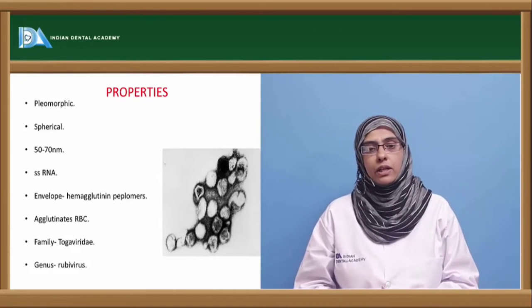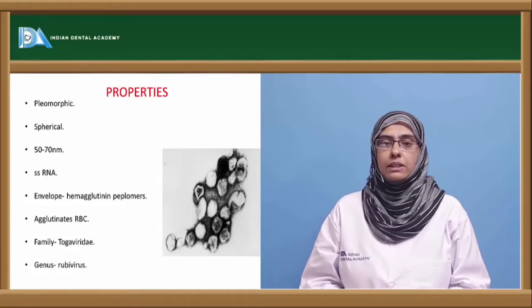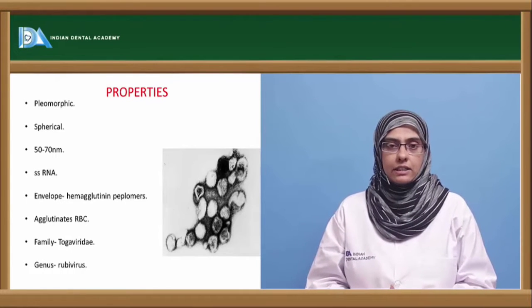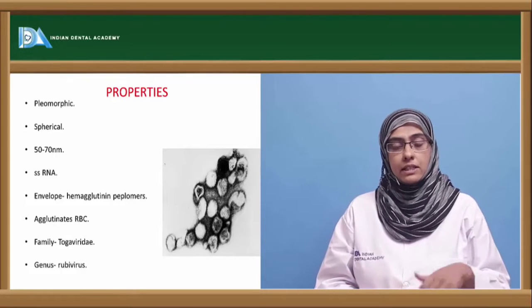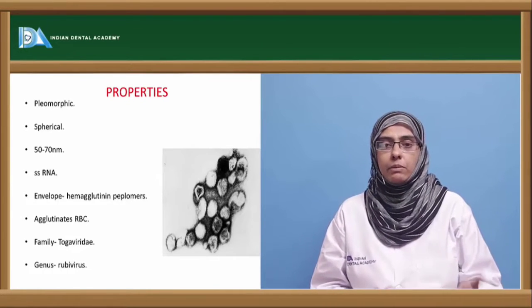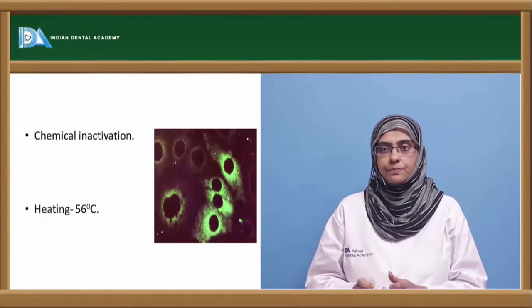and it has the ability to agglutinate RBCs of guinea pigs, rabbits and human RBCs at a temperature of 4 degrees centigrade. It is an organism that has structural morphology similar to the togavirus, and hence it is included under the family Togaviridae with a single genus, Rubivirus.